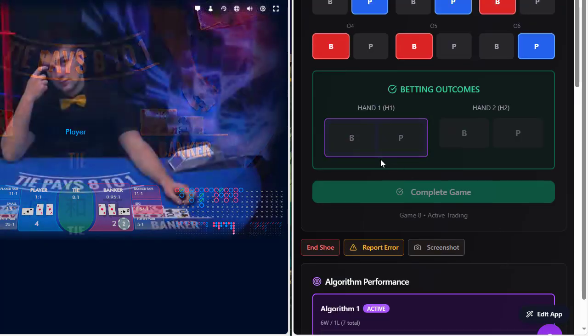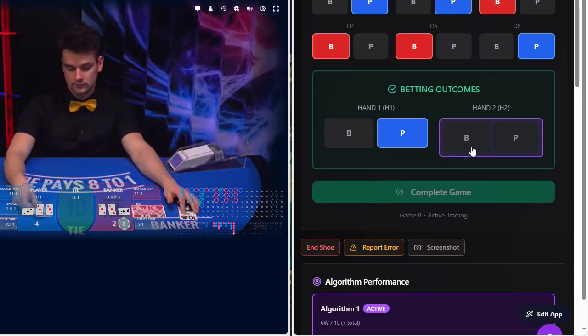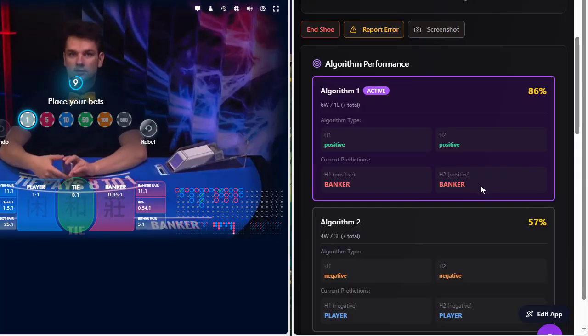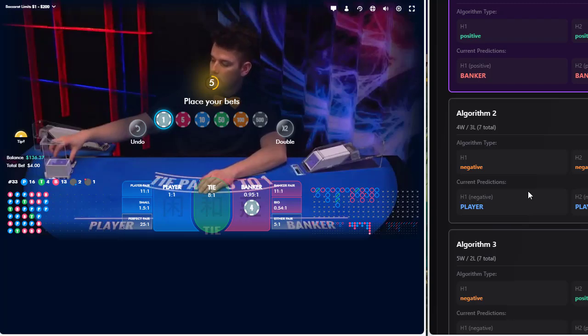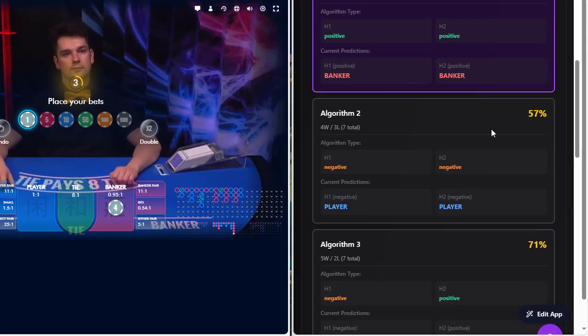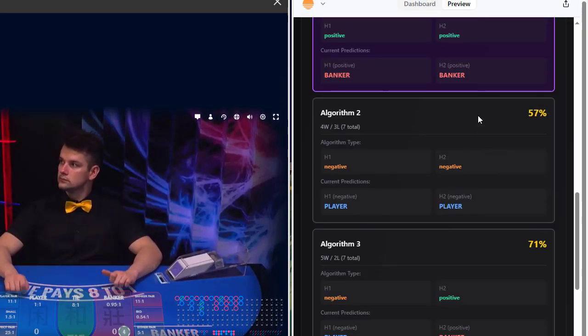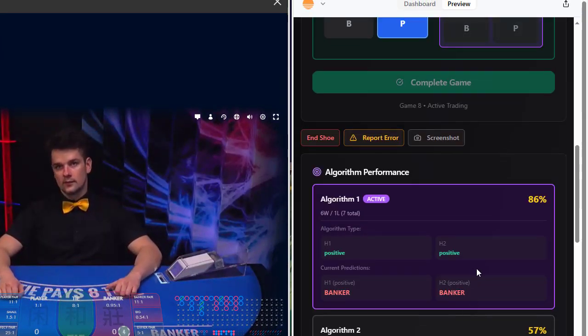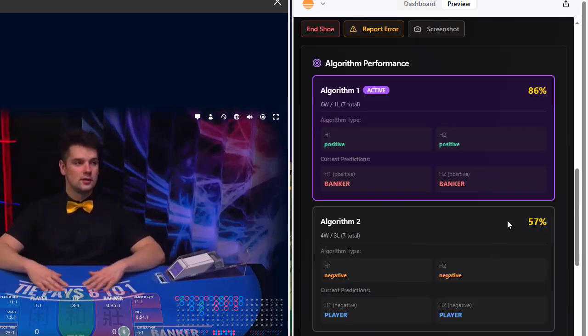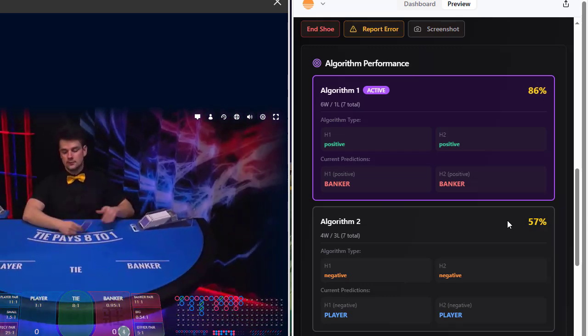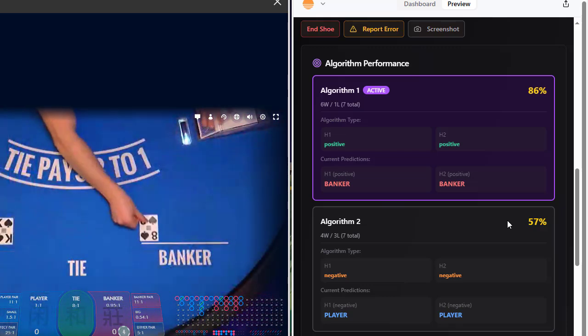All right, so here that was a player, and we're going to do ground up, so that's a double on banker. All right, so we're playing ground up, playing against the lowest performing algorithm. Now if we lose this one, I'll do another short.